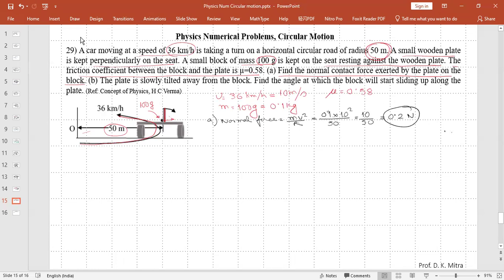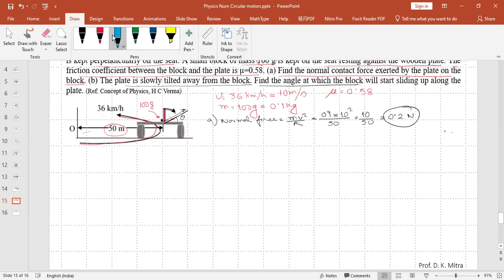Next it says the plate is slowly turned away from the block. That means the plate is now slowly turned towards the right, away from the block. Now what will happen when it turns away from the block? A time will come at an angle theta when this force mv square by r, or a component of this, will try to take this block up along the slope. The paper setter only wants to know the angle at which this phenomenon starts.